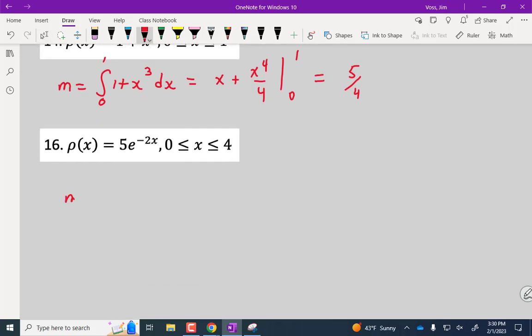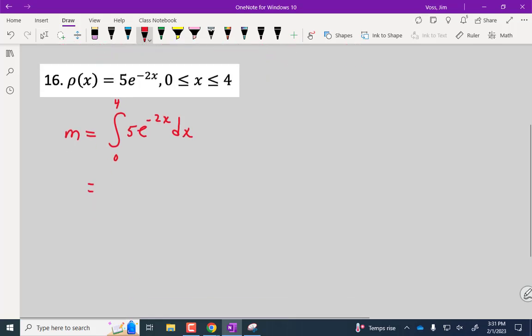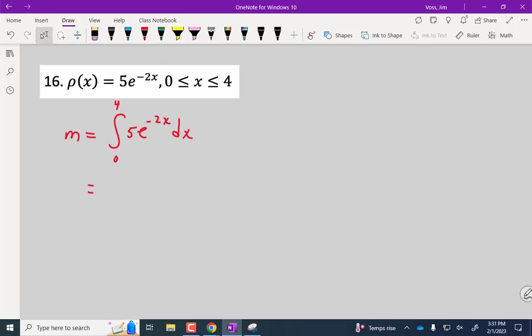Then the mass here, we're going to integrate this exponential function, again 0 to 4, nothing special here. So we've got this variable one-dimensional density. Finding the mass of the wire, the mass of the rod, all we do is integrate this variable density. We have to use the reverse chain rule here. We have to divide by -2, and this is going to go 0 to 4. So that'll be our mass.